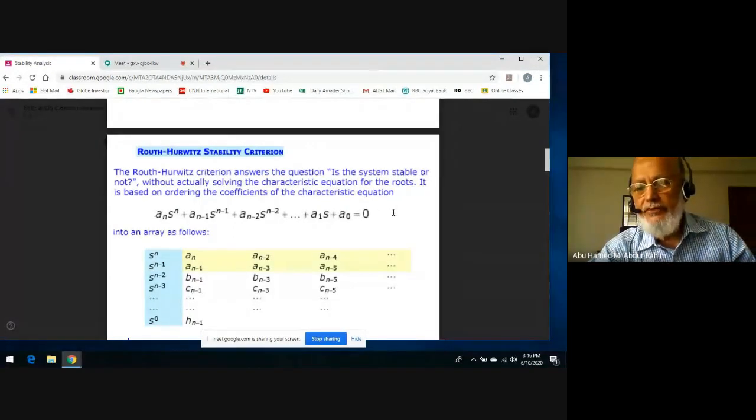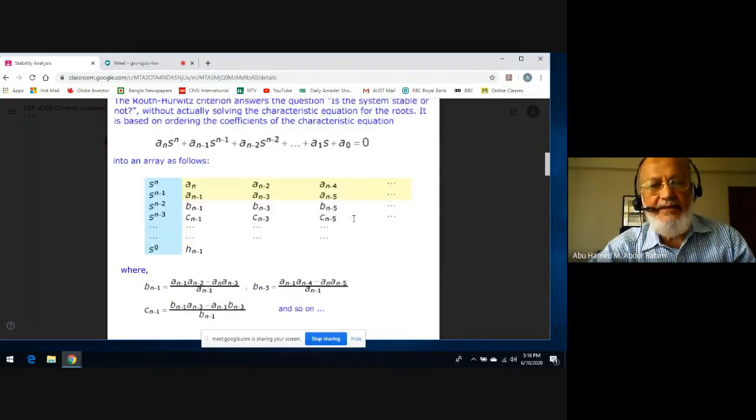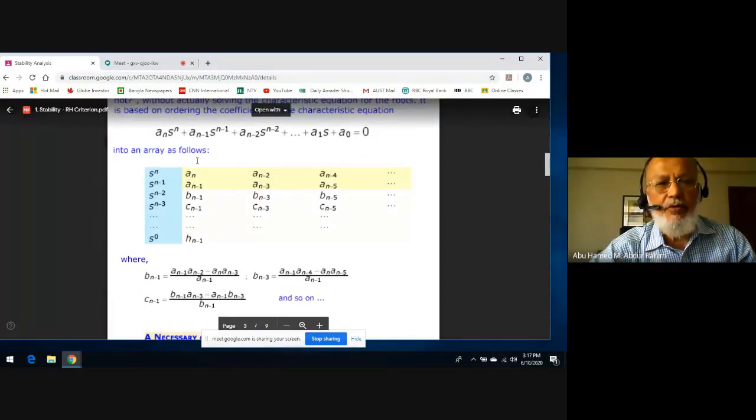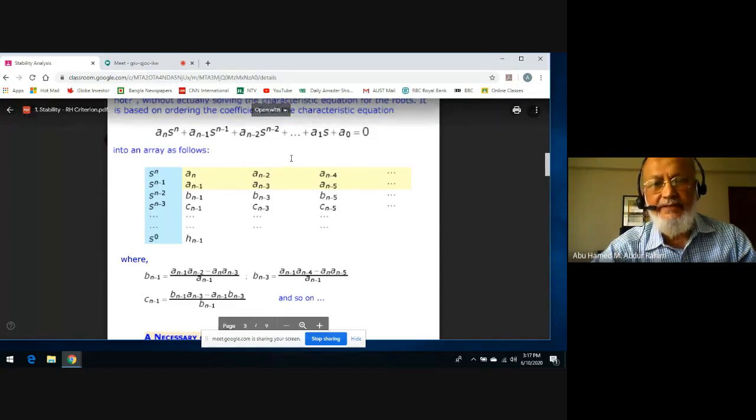What we do is two, three things. First of all, we check the coefficients. They must be all of the same sign, and there should be no coefficient missing. These are the initial checks, and then we form the Routhian array. I explained to you how to form the Routhian array, but we'll go back again to explain how. So this is the second thing. This is the third thing we do.